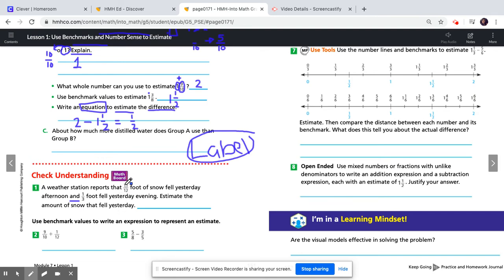So estimate this. Is it closest to 0, half, or 1? And estimate this. Is it closest to 0, half, or 1? Write your answer here below on the line for how much fell in total. Okay? Keyword: total. I'm adding how much fell in the afternoon and in the evening.